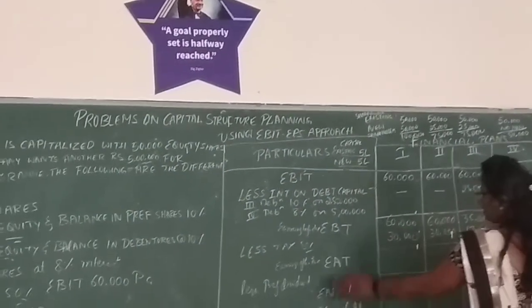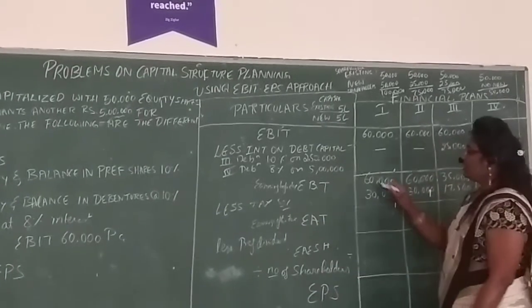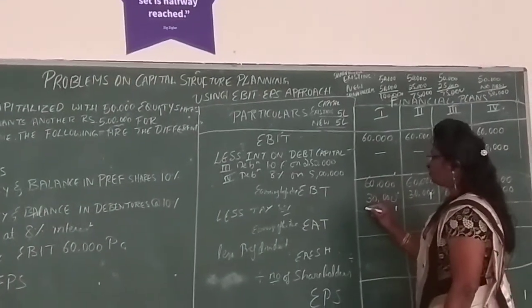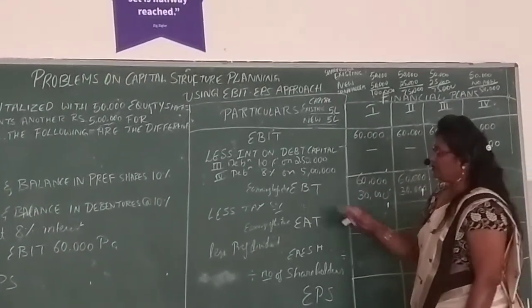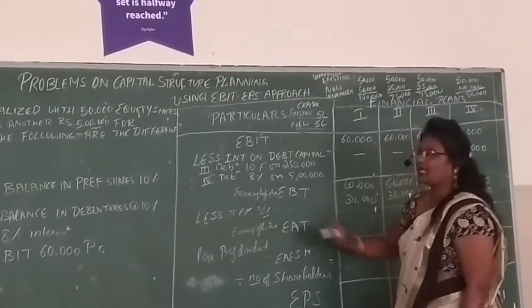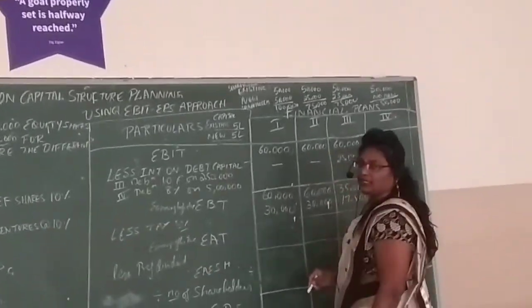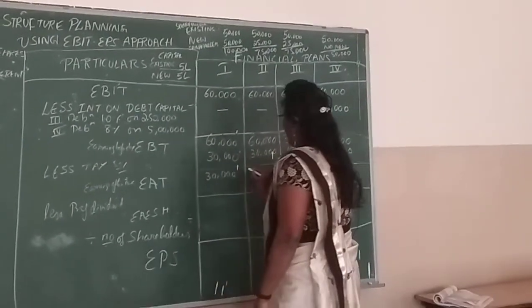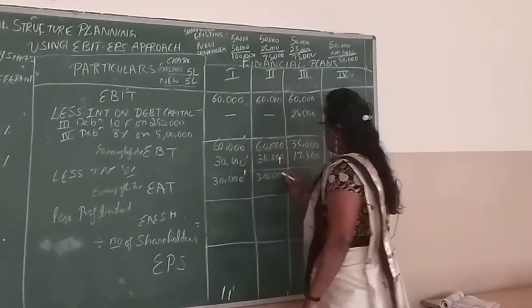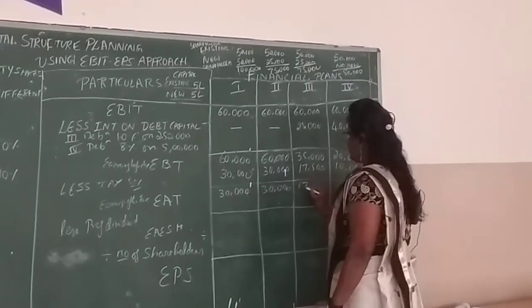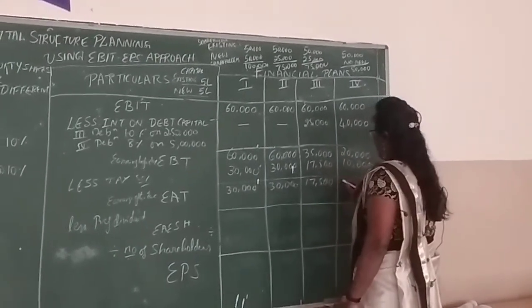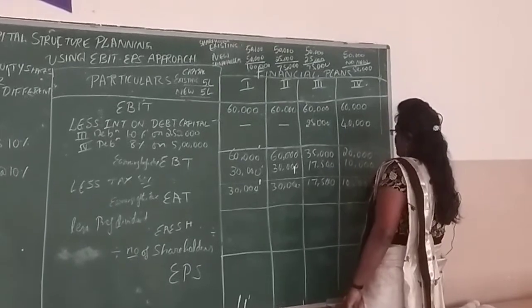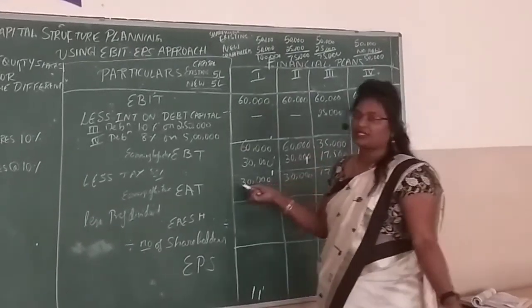Next comes earnings after tax. Next step: EBT minus tax, you will get EAT, earnings after tax. So here 30,000 and 30,000, and 17,500 and 10,000. 50% we have given here as tax, so 50% remains.